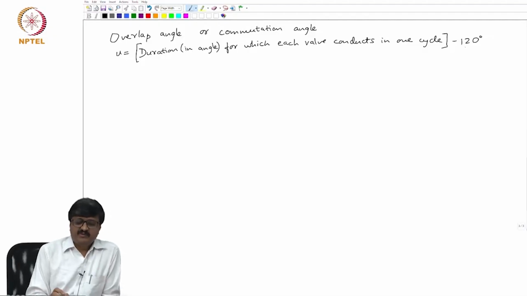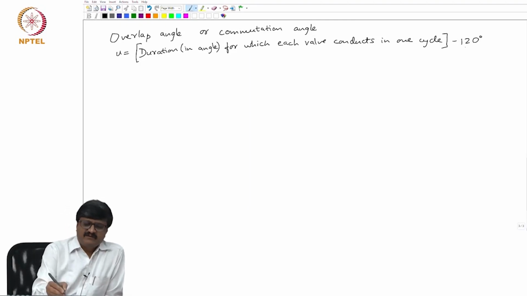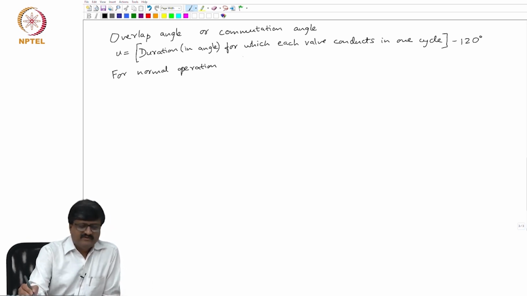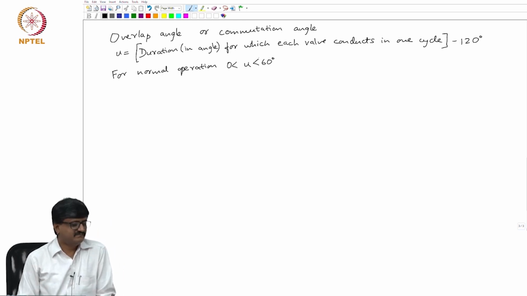Now, this u can take in fact any value, but we will consider some special cases. So, if I take normal operation, for normal operation u is between 0 and 60 degrees. Now, what is so special about 60 degrees?